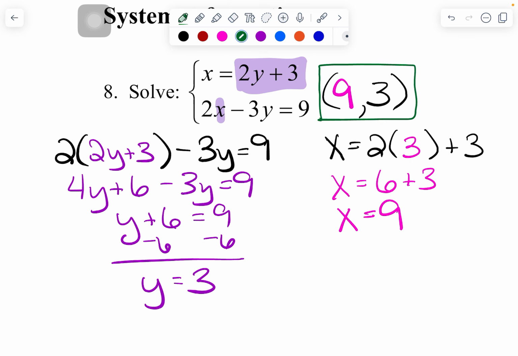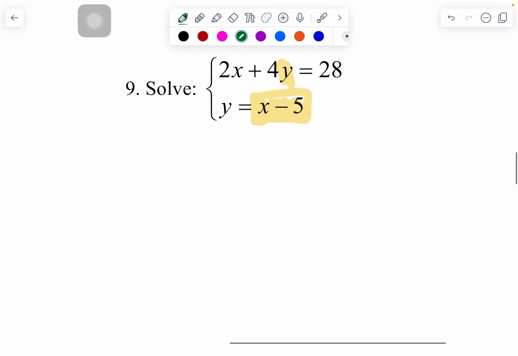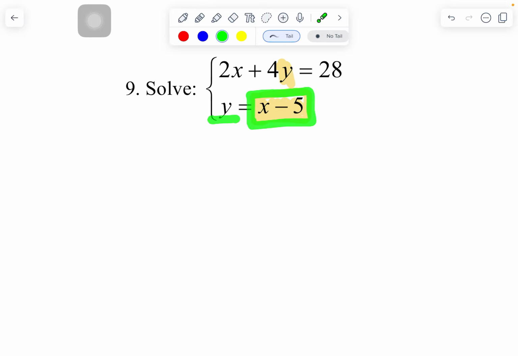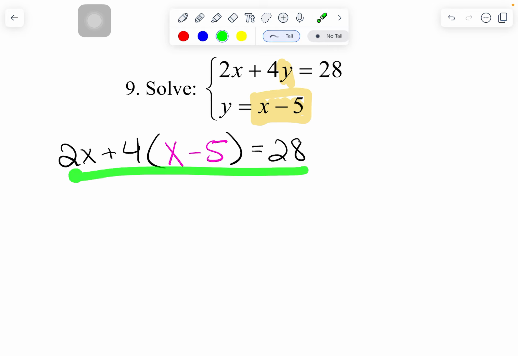I'm going to go ahead and repeat the process for question number 9. Now, in question number 9, I know what y is equal to, right? Clearly, it says y equals this, so I'm going to replace y. So starting with that top equation, 2x plus 4y, just leave myself a space for y, equals 28. And I'm going to replace y with what we said it was equal to, which is x minus 5. And now this equation only has x in it. I'm going to go ahead and solve that.